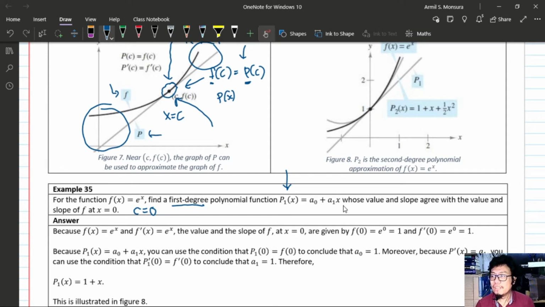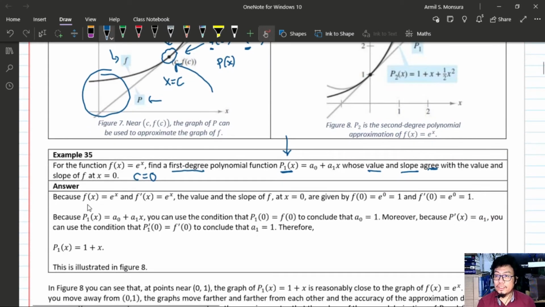That only applies to that particular p, which later on will have a particular name. So the requirement here is that our p1, which is a linear function, a0 plus a1x, will have a value and slope equal to the value and the slope of f at x equals 0. Since this is your f, this is your f prime, the first derivative. Now the values of f and f prime at x equals 0 are both 1.